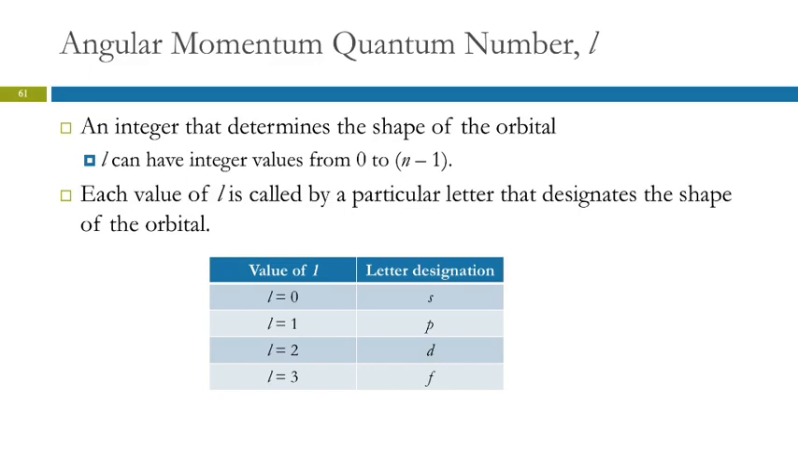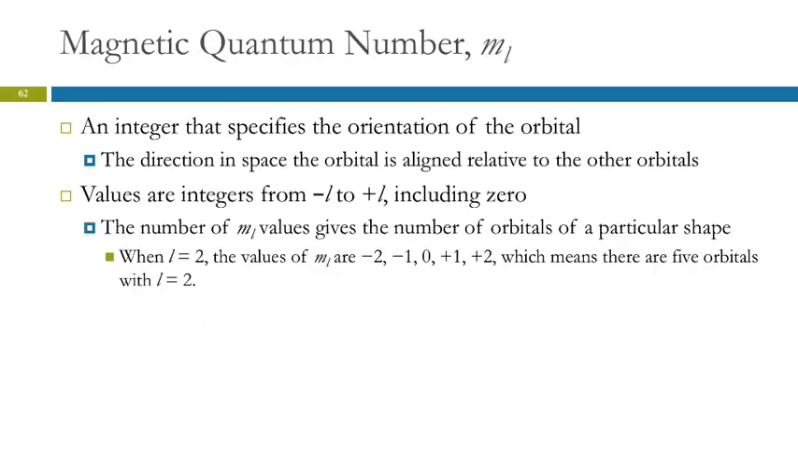Each value of L is also given a letter that we associate with the shape of the orbitals. And these letters came from descriptions of the lines in emission spectra: principal, diffuse, fine, and I always forget what S is. So if L is 0, we call that an S orbital. L equals 1 is P, 2 is D, and 3 is F. I know you'd like that to be A, B, C, D, but it's S, P, D, F. We'll get used to it.